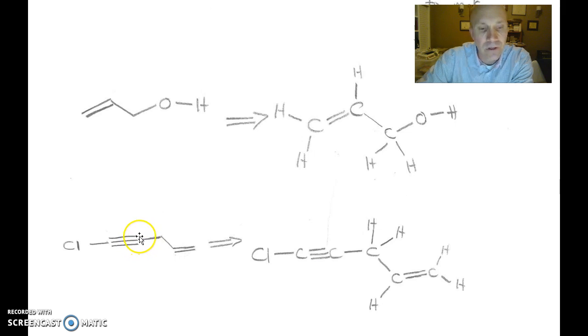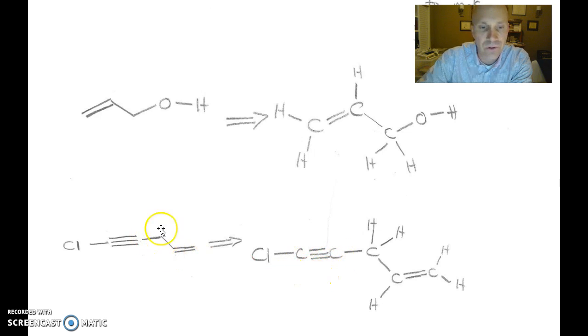So carbon right there, and that's a chlorine. With this triple bond, you can count with each of these sides. There's 1, 2, 3, 4 bonds. So there are no extra hydrogens to draw on these carbons right here.